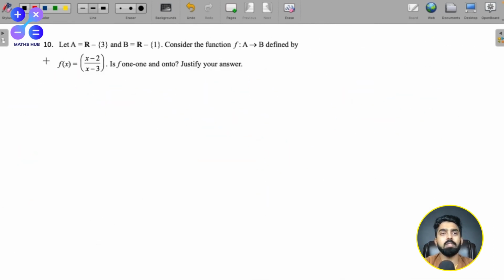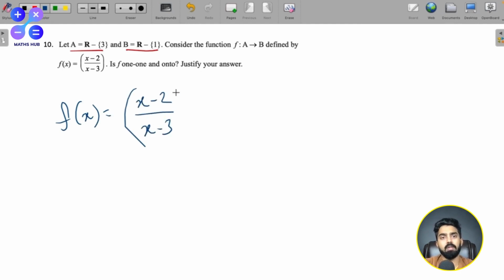All right. So this is question number 10. Here we have A equals R minus {3} and B equals R minus {1}. So this is basically real numbers without the number 3 and real numbers without the number 1. Now consider the function f which goes from A to B defined by f of x equals (x minus 2) by (x minus 3). Is f one-to-one and onto? Justify your answer. Awesome. So we clearly have defined A and B and we have the function f of x, which is (x minus 2) by (x minus 3). So we need to see if it is one-to-one and onto.